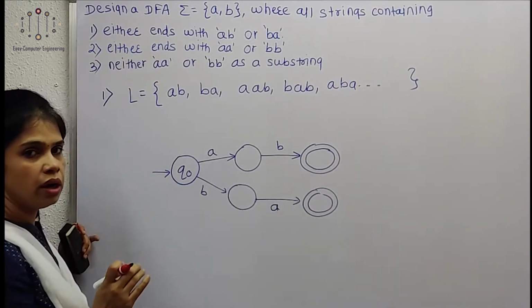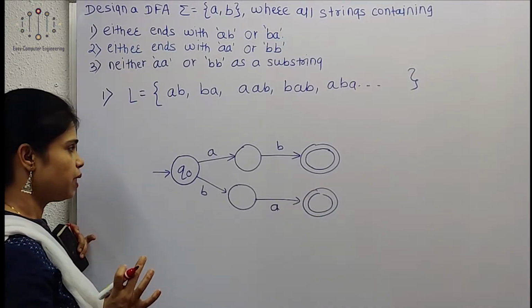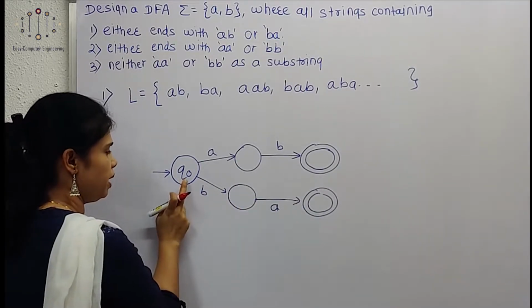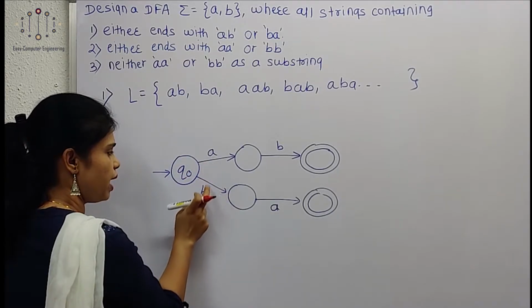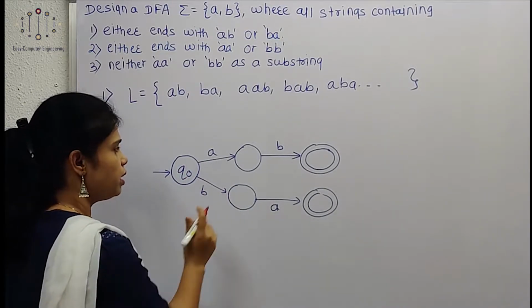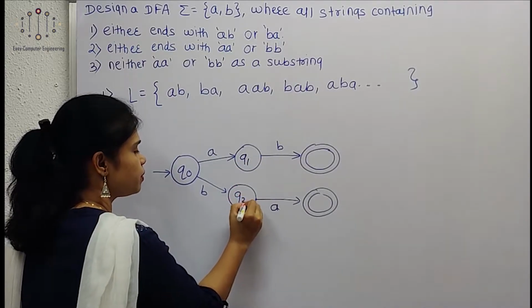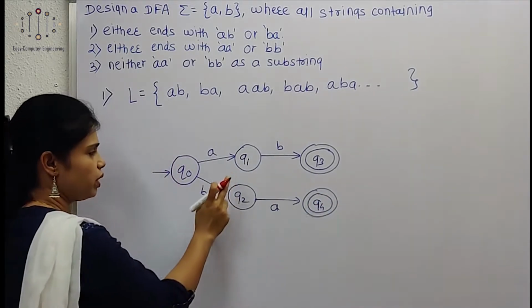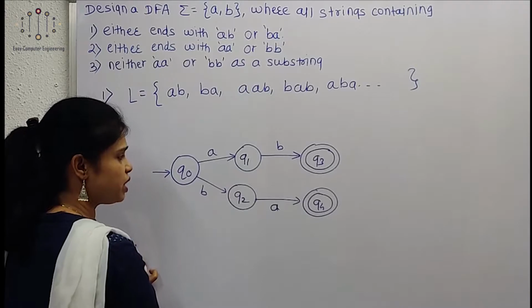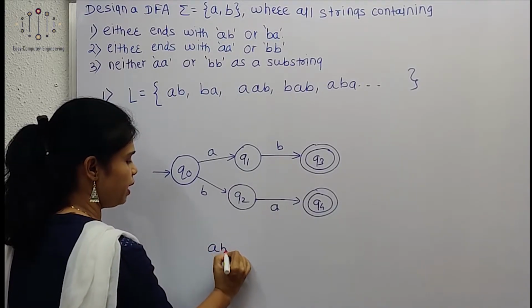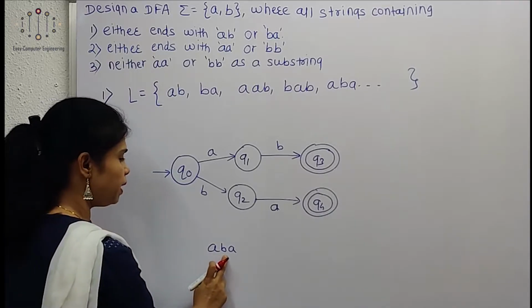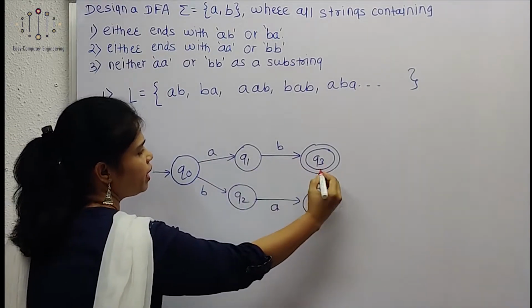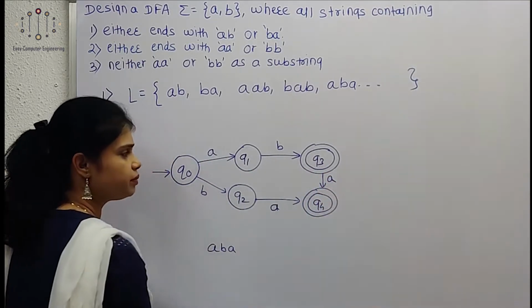Now we will find out the transitions for every state. Now from Q0, if the string starts with AB, or if the string starts with BA. From Q0, the A and B transitions are already done. Now we'll give the names Q2, Q1, Q3 and Q4. Now from Q1, if the string is like this one, ABA, how can we write this? ABA, in this way we can write.